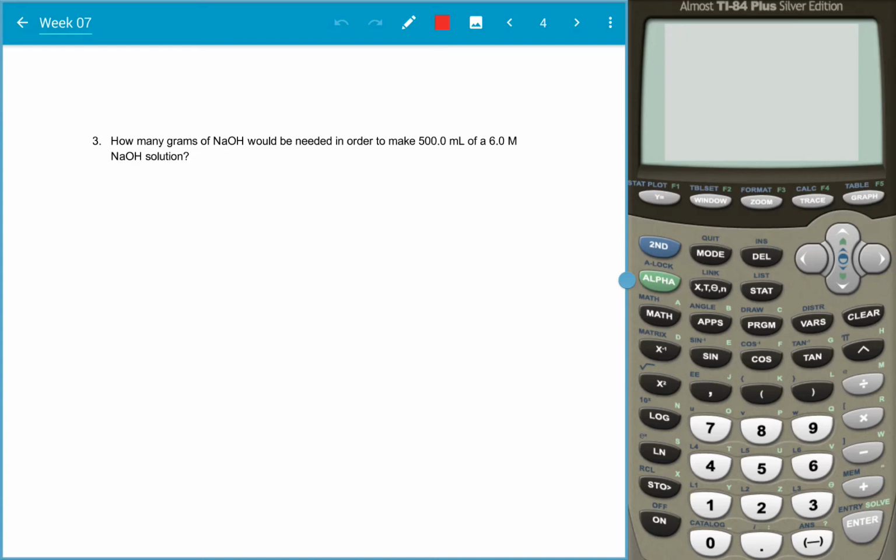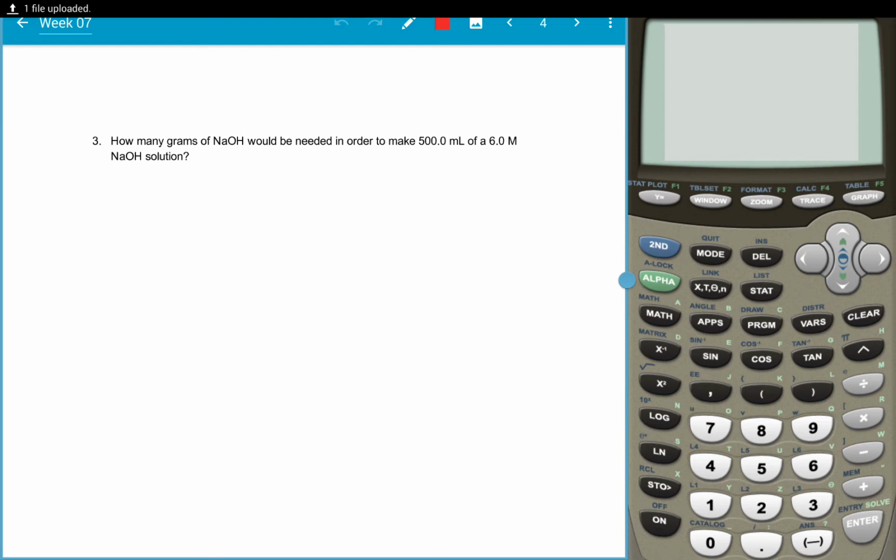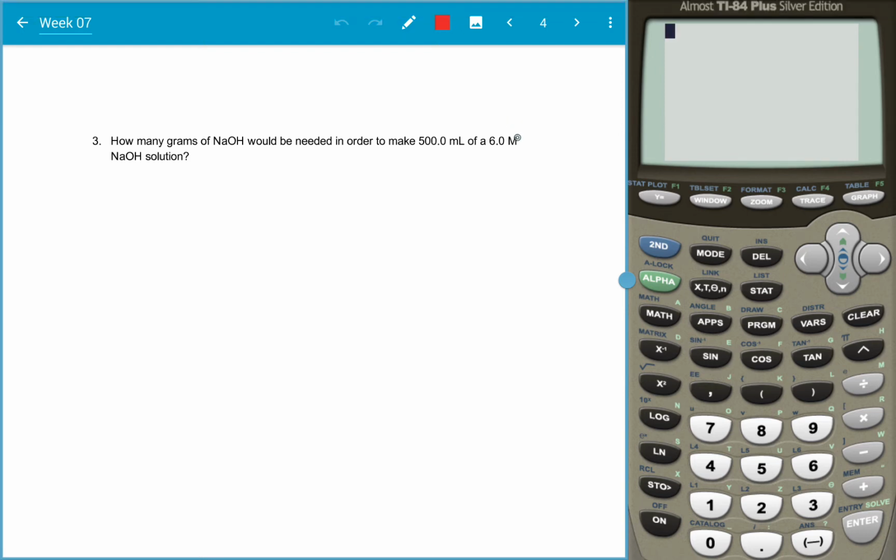How many grams of sodium hydroxide would be needed in order to make 500.0 milliliters of a 6.0 molar sodium hydroxide solution? So, the first thing that I'm going to look for in this particular problem is what concentration unit I'm having. And in this one I have a molarity. And the equation for molarity is molarity equals the number of moles divided by liters.